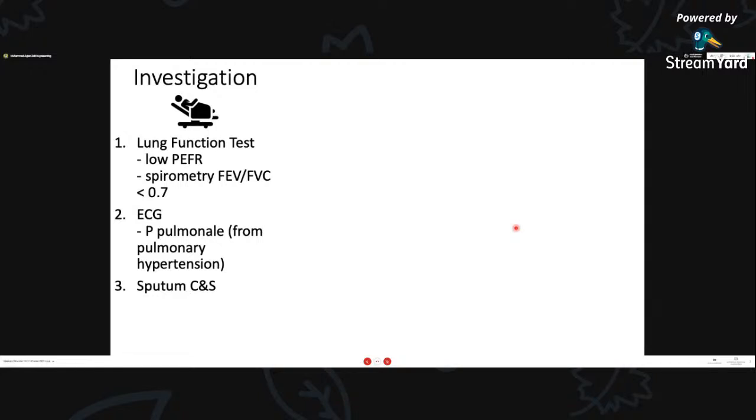ECG is to look for the complications, which includes, as mentioned before, cor pulmonale. So what we can see in the cor pulmonale will be a tall P wave, P pulmonale. So you can see the P wave, it will be taller. And also, we can try to see for the right ventricular hypertrophy by looking at the right-sided lead, especially at the R wave. R wave will be higher as compared to the S wave in lead 1 for those having a right ventricular hypertrophy, as well as sputum C&S.